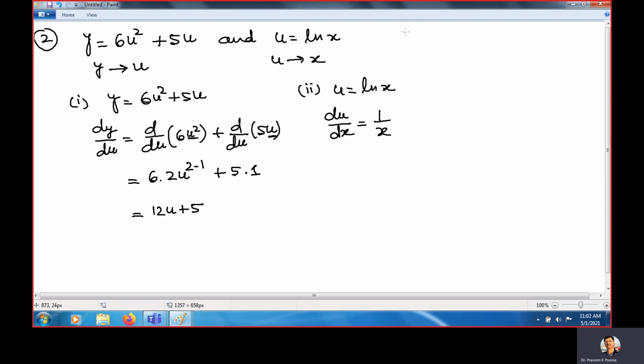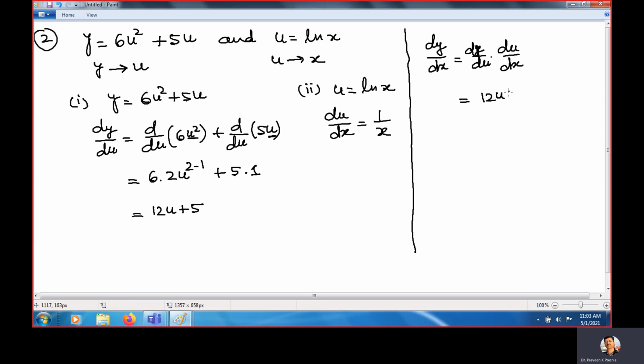Log is 1 upon x. Clear? Now using chain rule, what is the value of dy by dx? The value of dy by dx is dy by du into du by dx. dy by du is 12u plus 5, into du by dx, which is 1 upon x. Clear? So it is (12u plus 5) upon x.